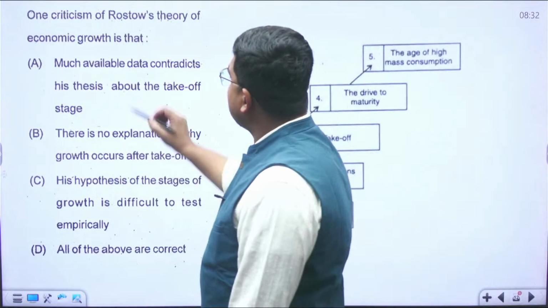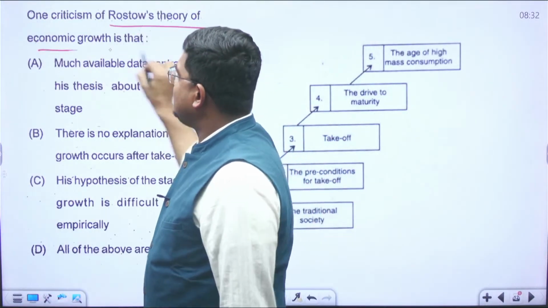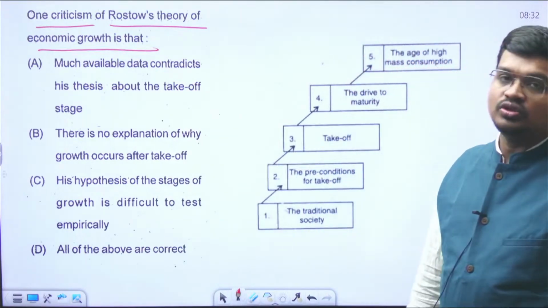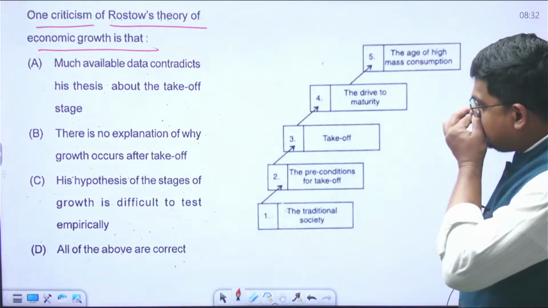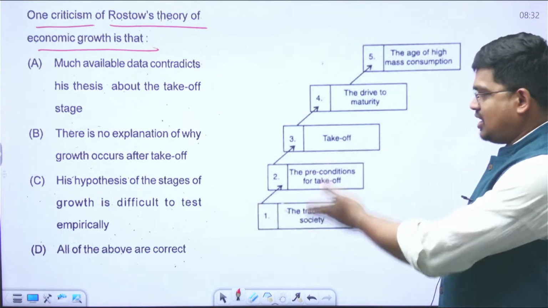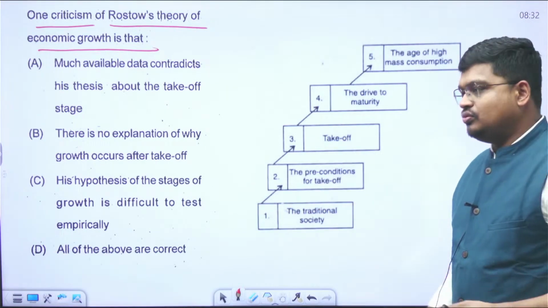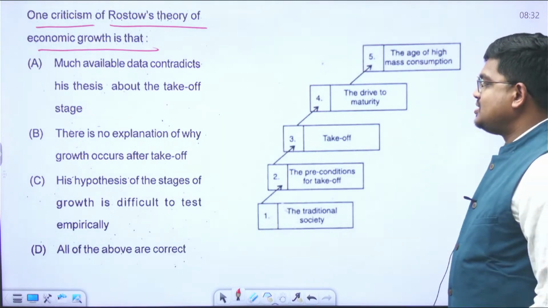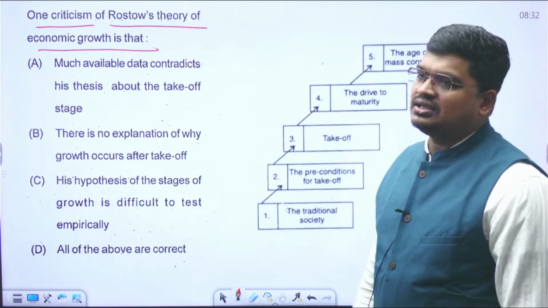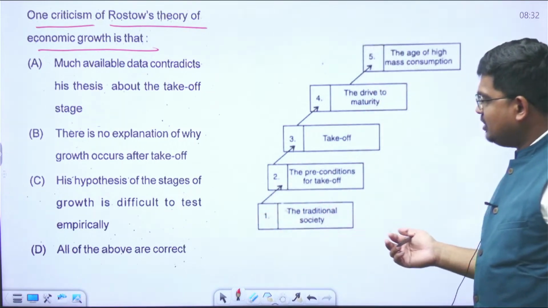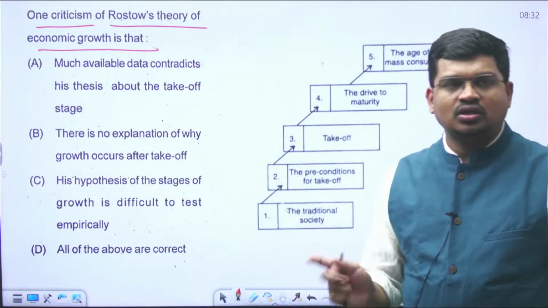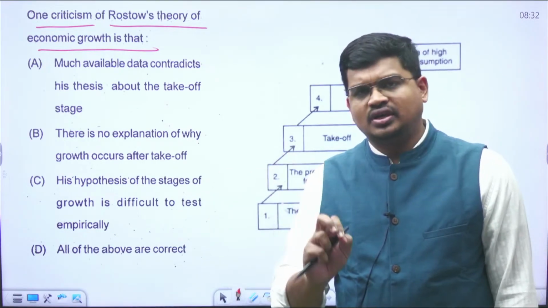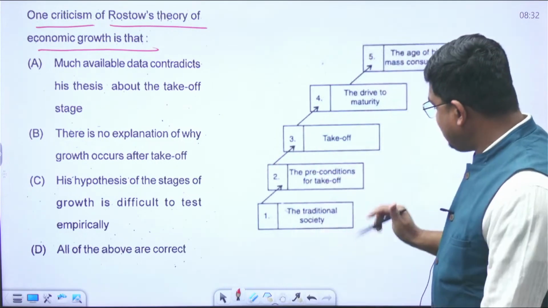Again, this Rostow theory of economic growth: one criticism of Rostow's theory of economic growth is that. Now, before I give you the answer or discuss the answer, let me tell you what exactly Rostow's theory of growth is. Rostow is an economist and he gave the concept of 5 stages of economic growth of a country. And these 5 stages are this.